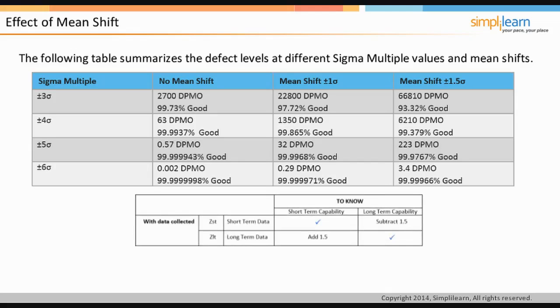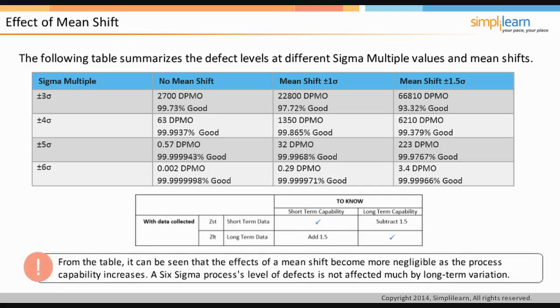The long-term and short-term capability table shows the variations in capabilities. For the purposes of Six Sigma, the assumption is that the long-term variability will have a 1.5s difference from the short-term variability. As seen in statistical process control, this assumption can be challenged if control charts are used and these kinds of shifts are detected quickly. In the chart, it can be seen that the mean shift is negligible as the process capability increases. Therefore, for a Six Sigma process, the long-term variation does not have much effect.